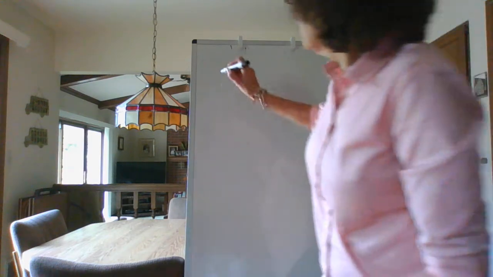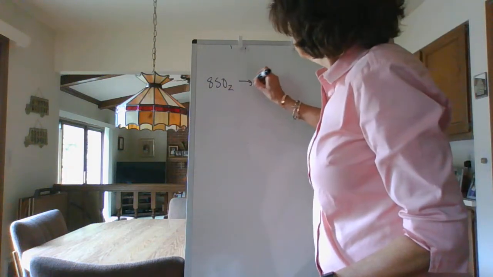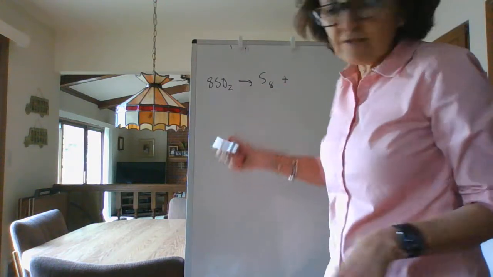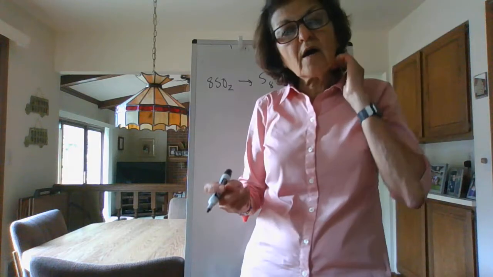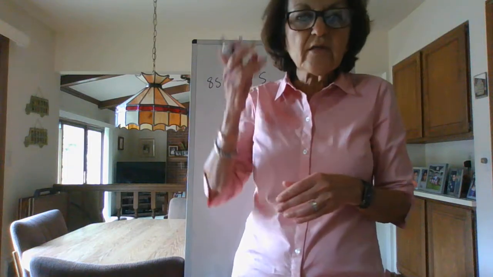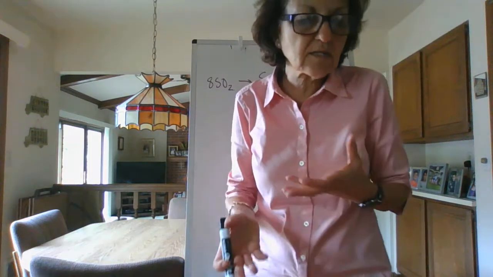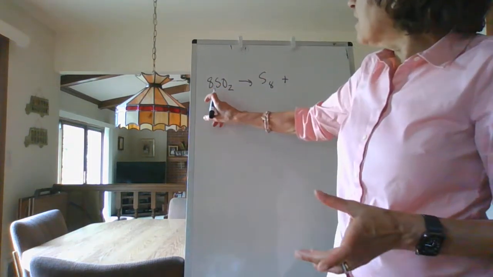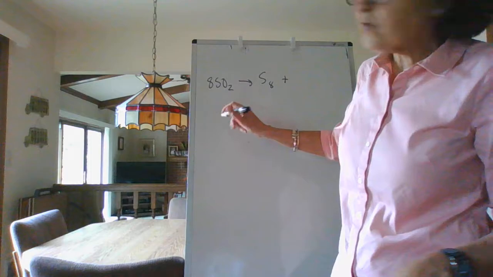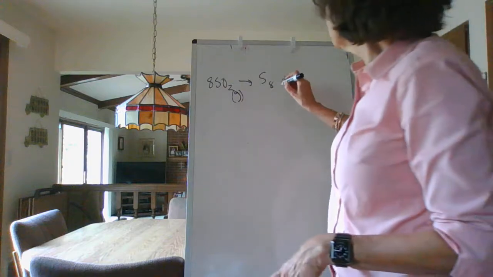All right, I've got 8SO2 will give you S8. Plus, remember, sulfur is one of those polyatomic molecules. You remember how there are diatomic molecules, hydrogen, nitrogen, chlorine, and all the halogens. And then there's phosphorus, likes to exist as P4, and sulfur, it likes to exist as S8. So if you decompose 8 moles of sulfur dioxide, you will produce 1 mole of S8. And we got to put the phases here. Okay. This is a solid.